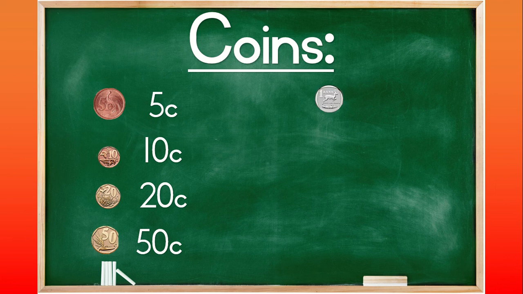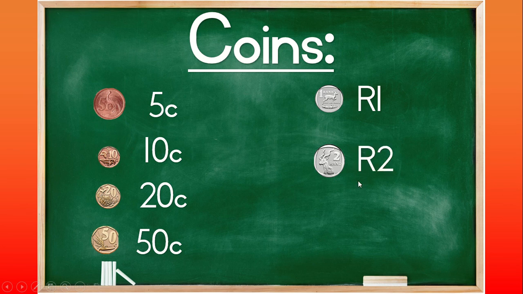Then we have a 1 rand with the springbok on it. It is silver and it says 1 rand. We write it R1, indicating it is 1 rand. So the value of rands will always be R and then the number. Then we have 2 rand with the kudu on it. It is silver and we see it says 2 rand. We write a capital letter R and 2.